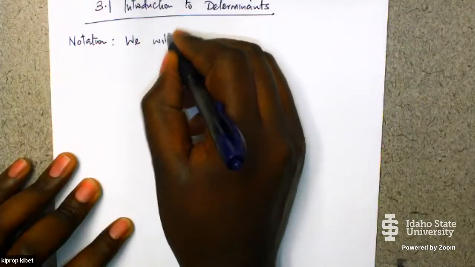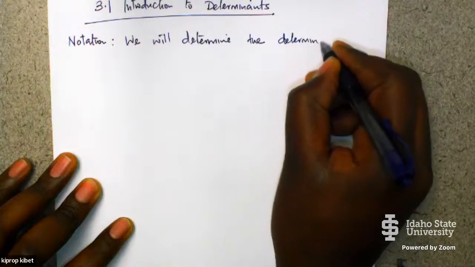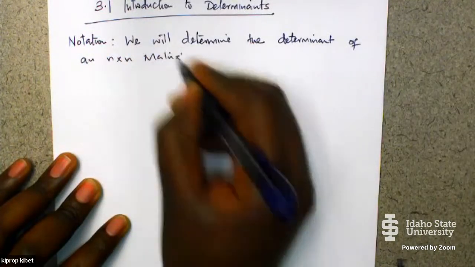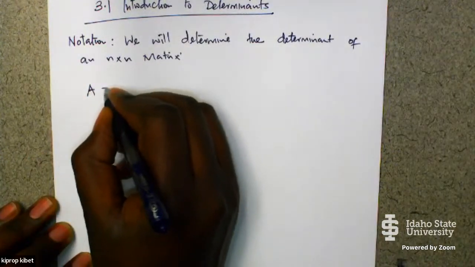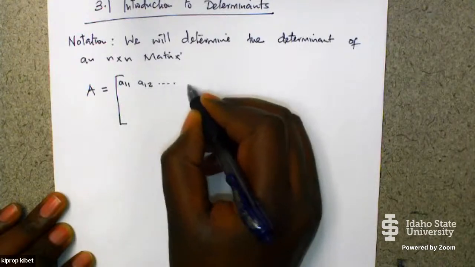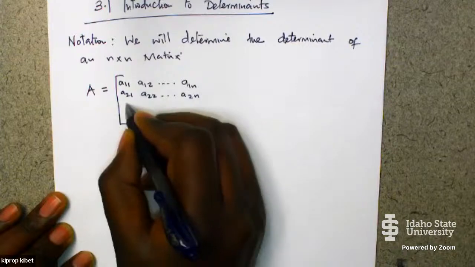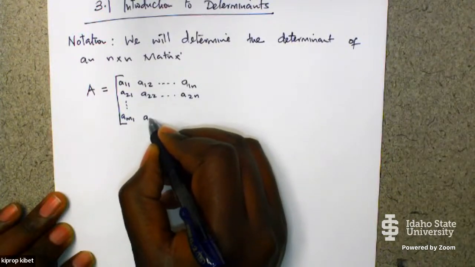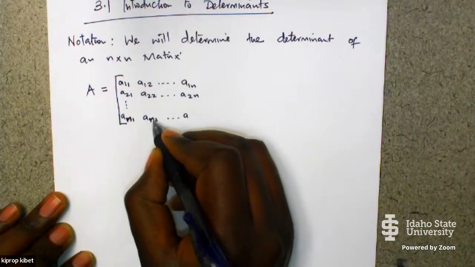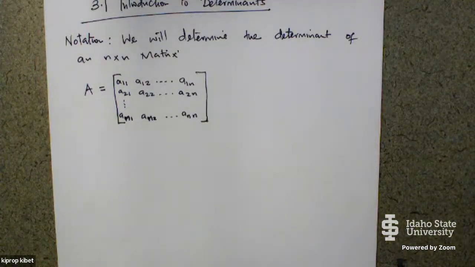So we will determine the determinant of an n by n matrix, where the n by n matrix is of this form: A11, A12, all the way to A1n, then A21, A22, A2n, and so on down to AN1, AN2, and so on. That is an n by n matrix.